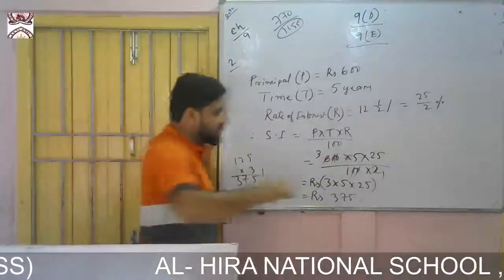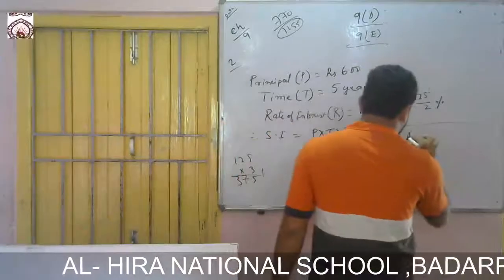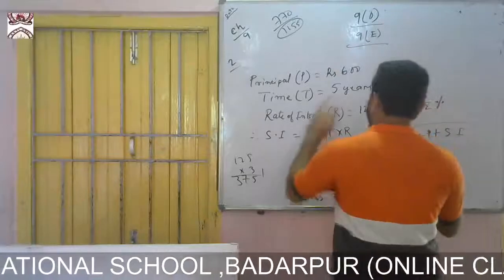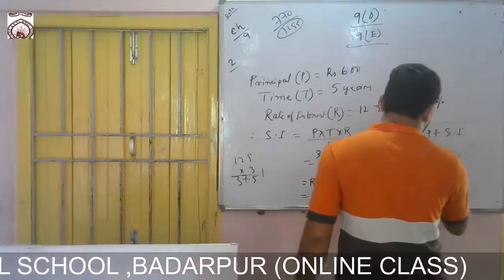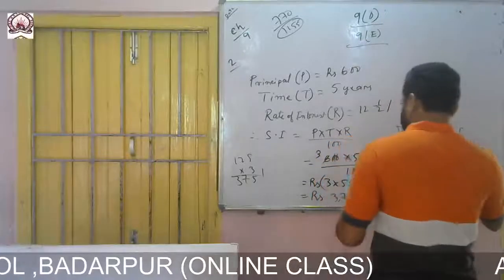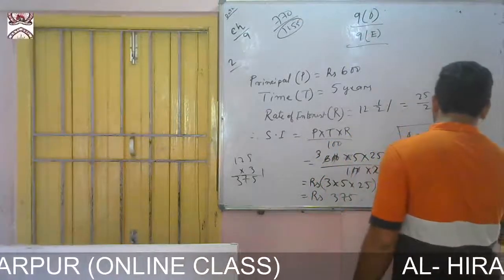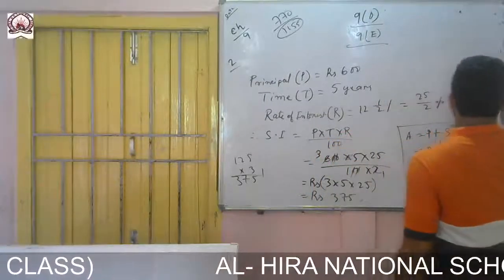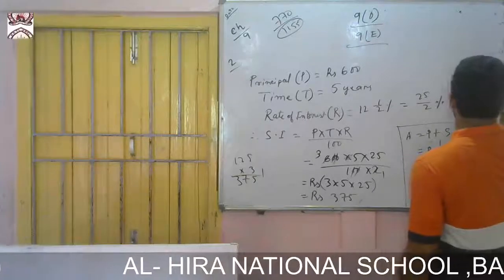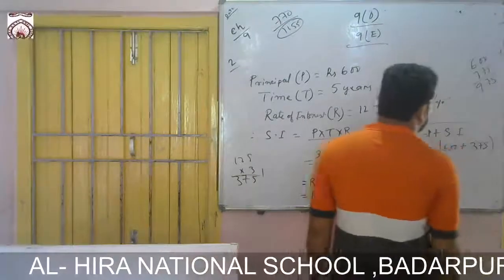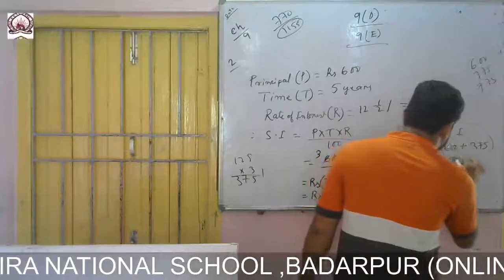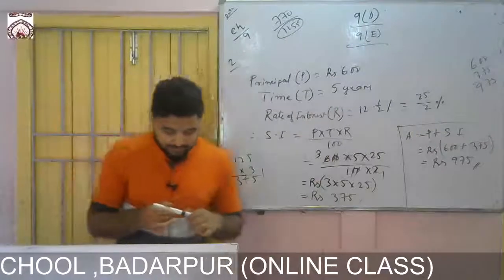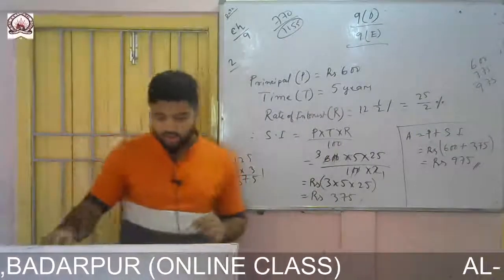Now SI came. We need to find the amount. We know amount equals P plus SI. So P is rupees 600 plus SI 375. Now add it and you'll get the answer. 600 plus 375: 75 directly, 6 plus 3 is 9. So rupees 975. That is the answer. Rupees 975. So it is finished.